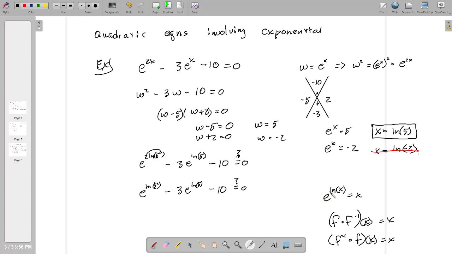e and ln are inverse functions of each other, so when we compose them, we get x, which means e to the ln of 25 is 25. 5 squared, of course, being 25. Minus e to the ln of 5 is 5, so we have 3 times 5 minus 10. And you can see 25 minus 15 minus 10 is actually equal to 0. So this is a solution.